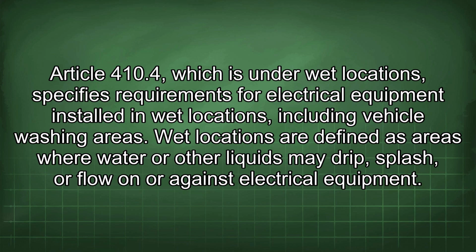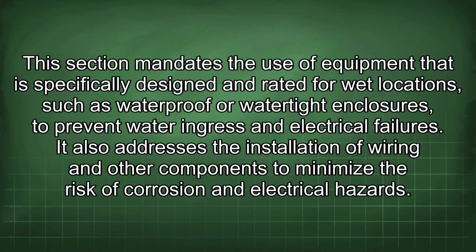Article 410.4, which is under wet locations, specifies requirements for electrical equipment installed in wet locations, including vehicle washing areas. Wet locations are defined as areas where water or other liquids may drip, splash, or flow on or against electrical equipment. This section mandates the use of equipment that is specifically designed and rated for wet locations, such as waterproof or watertight enclosures, to prevent water ingress and electrical failures.